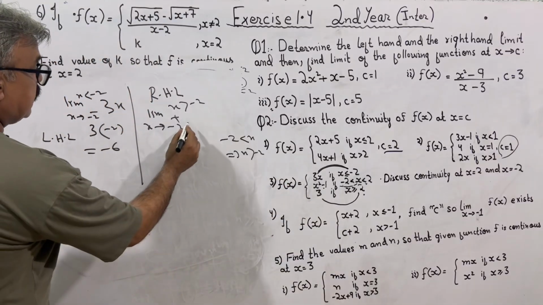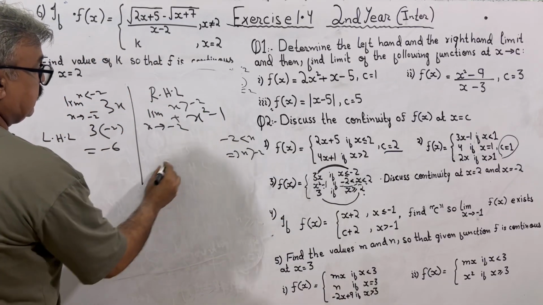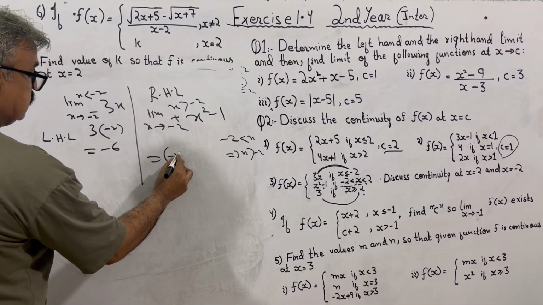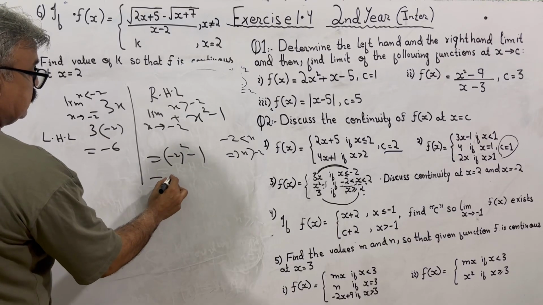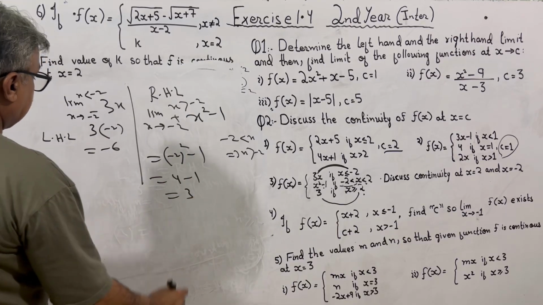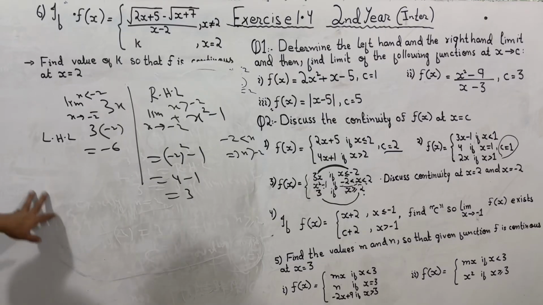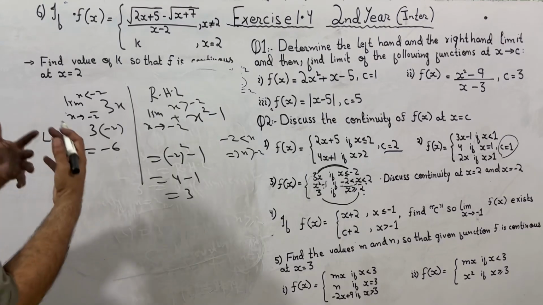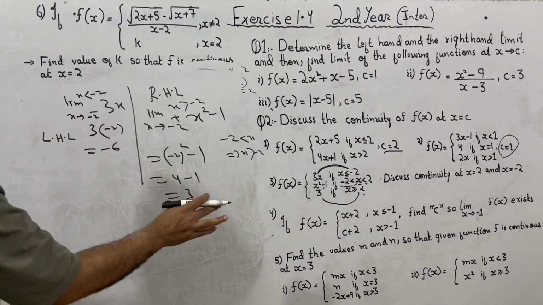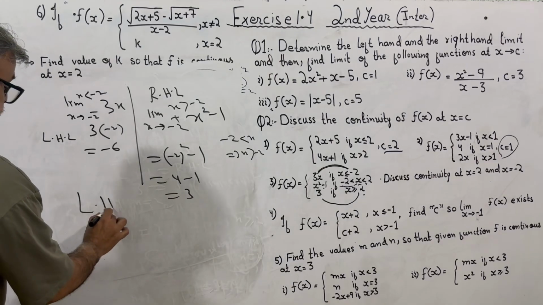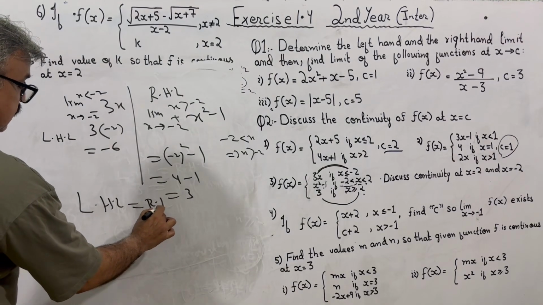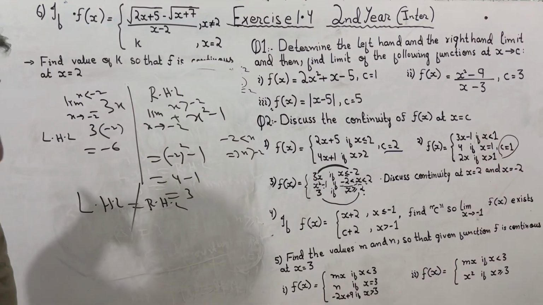The corresponding function is x square minus 1. With x equal to minus 2, minus 2 square minus 1 is 4 minus 1, which is 3. In that case, the left hand limit does not equal the right hand limit, so there is no need to find the function value. But let me calculate it for you as well. Since the left hand limit does not equal the right hand limit, the function is not continuous.